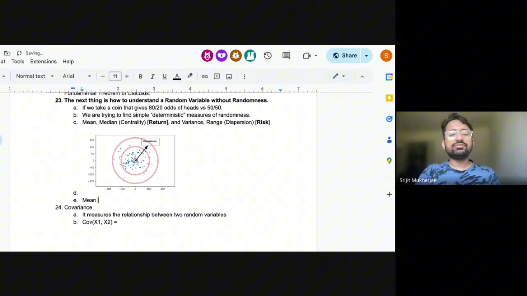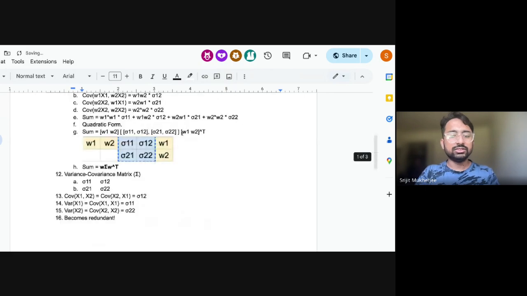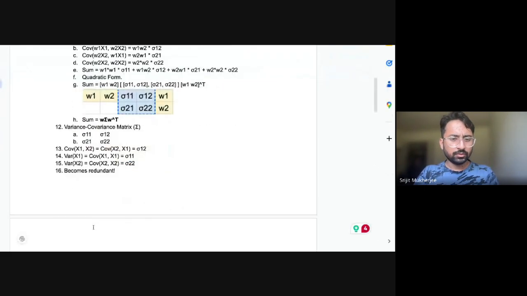So the mean is defined as the sum of xi times the probability of i, over all i. In discrete, we denote it as the expectation of x. And variance is the sum of how much xi is moving from the mean, mu. That's why I use the idea of mu.